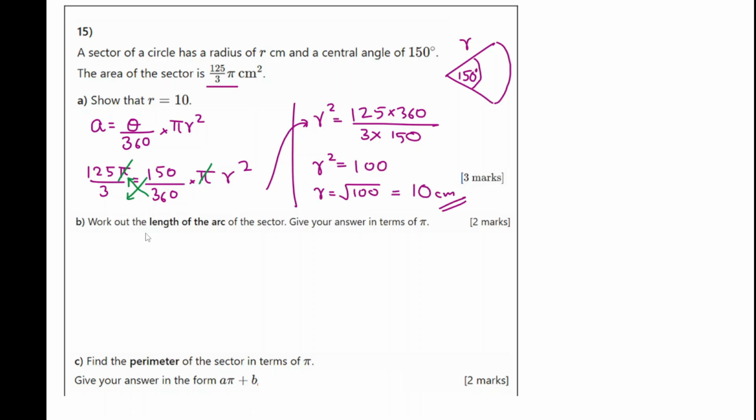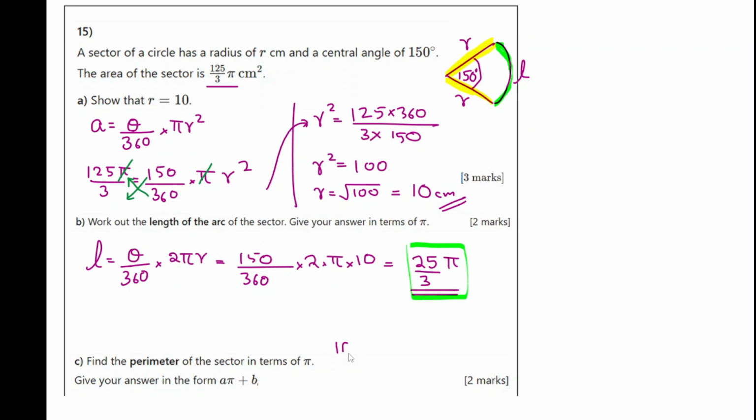Second part. Work out the length of the arc. Okay, so what's the arc length L? The formula for arc length is theta divided by 360 times 2 pi r. So let's substitute the values. 150 divided by 360 multiplied by 2 times pi times r, which is 10. If you put this in the calculator, you get 25 pi over 3. That's the answer for part B.